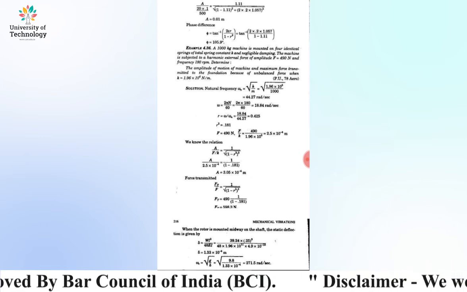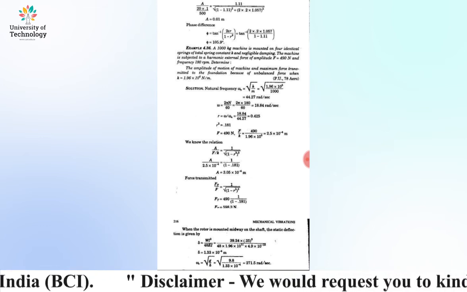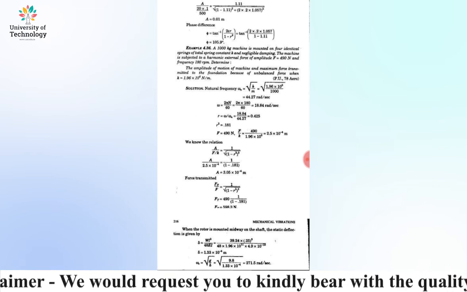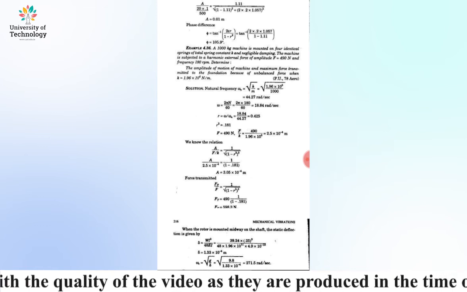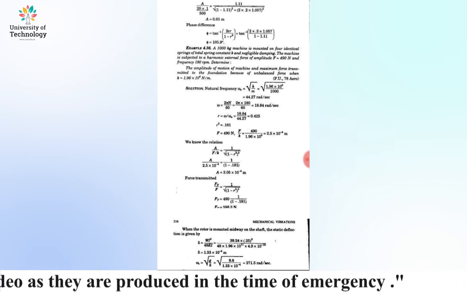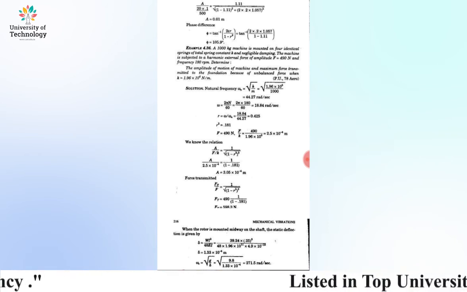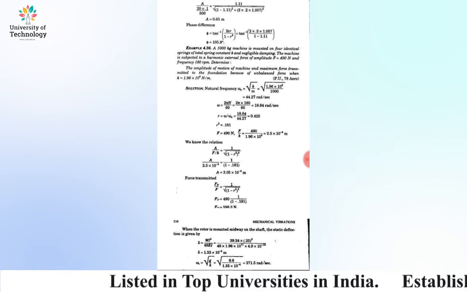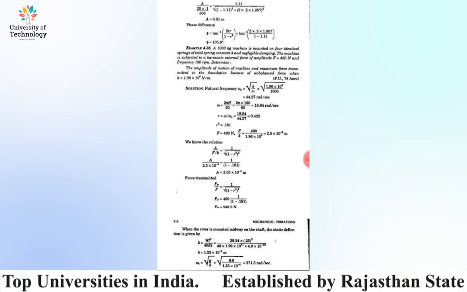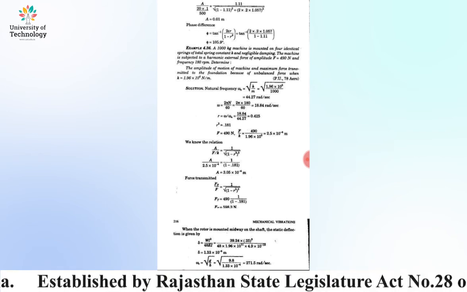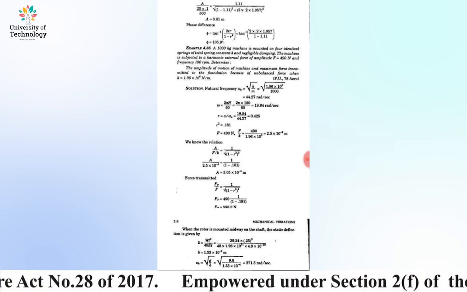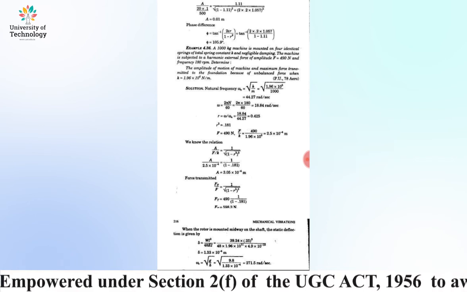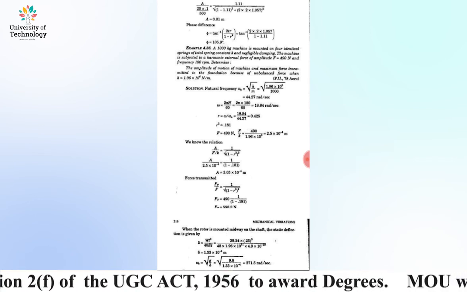Now we have to find the force, that is, force is given in the question, that is 490 Newton, and we know the formula of force, that is F is equal to Kx, where x is the deflection by the spring. Then the deflection F by K is equal to 2.5 × 10^-4 meter.